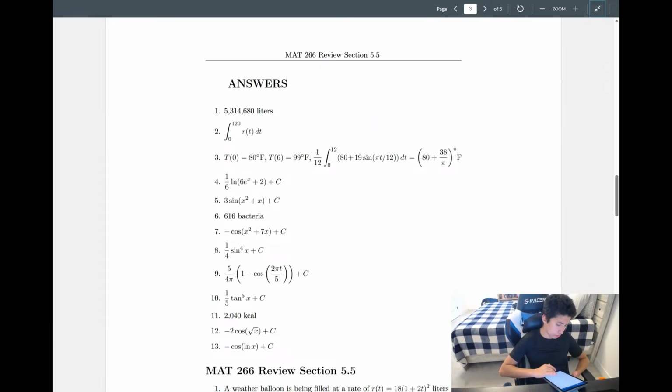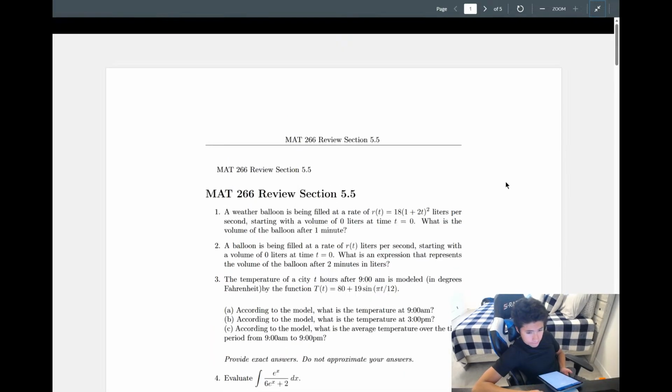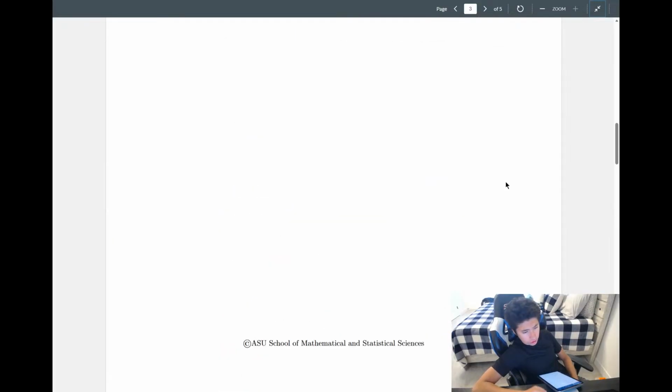Now let's check if we were correct. And the first one does not look correct. Because we got 81. 3 to the power of 3, 3 squared is 9, 27. All right. They got 5.3 million liters. And where in the world would they get that? Wait, are these other questions? No, these are answers.